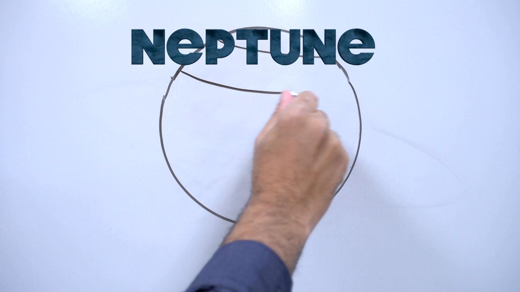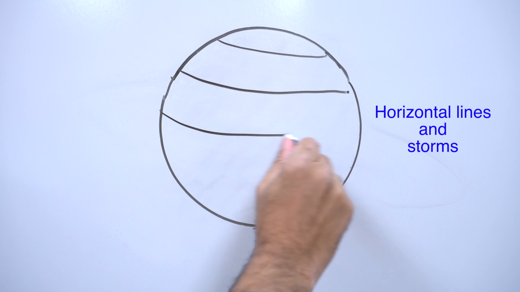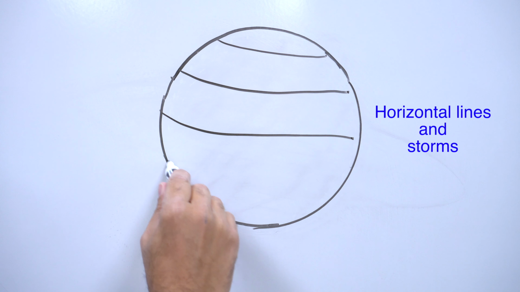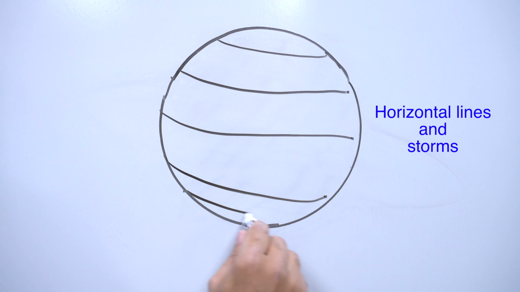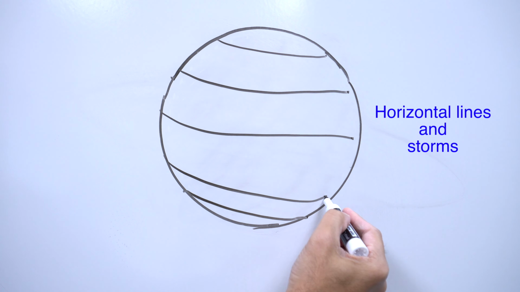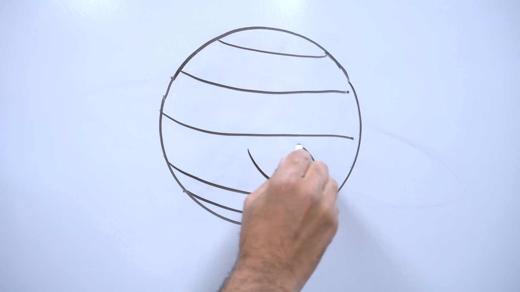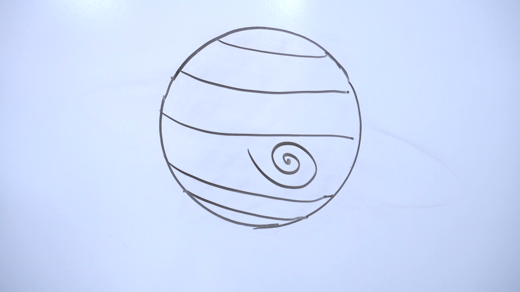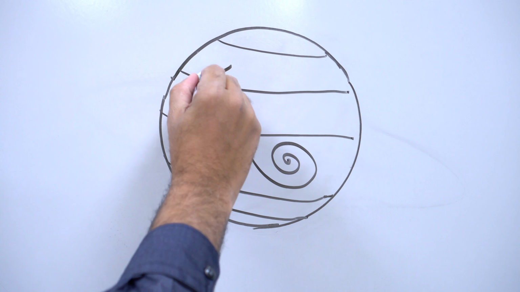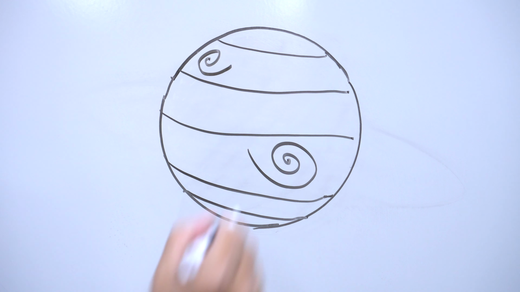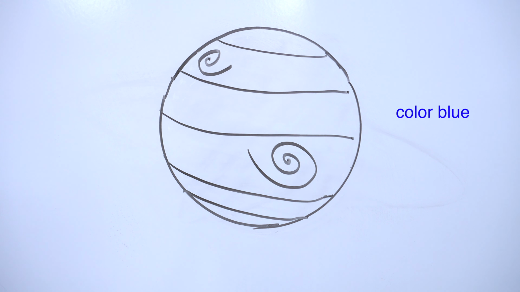Alright, now we have Neptune. Simple layers. And it's known for having lots of storms. We're going to represent that with spirals. There's curves that get smaller, smaller, smaller. A curve that gets smaller and smaller towards the center, like a hurricane.